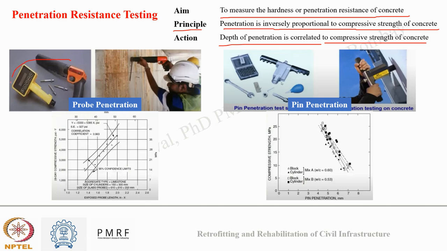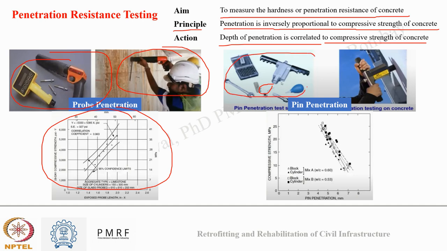So in this image, you can see in the first image the probe gun and the measuring device. Here you can see one person inserting the probe inside the concrete wall, and this is the correlation of the exposed probe length with the 28-day compressive strength of concrete. Okay. And second is pin penetration. So in this, a small metal pin is mechanically compressed into the concrete using a spring, and upon reaching the maximum possible extent, the pin is removed, and the penetration depth is recorded and correlated with the compressive strength. So this is the setup for pin penetration.